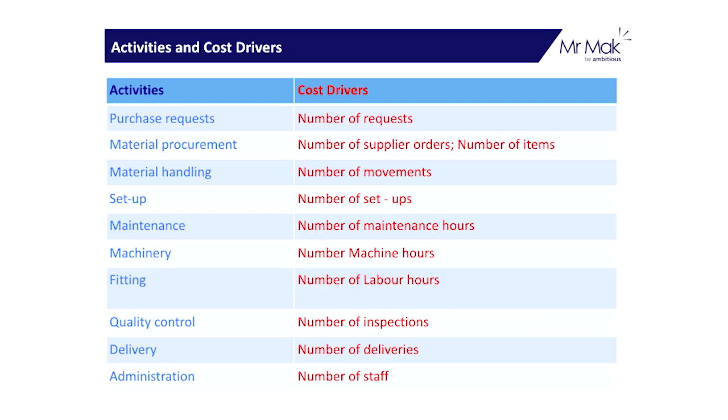An activity may include material procurement. And what will the cost driver be here? The number of supplier orders or the number of items. The activity may be maintenance, and the cost driver there will be the number of maintenance hours. The activity may be machinery, and the cost driver may be the number of machine hours. The activity may be quality control, and the cost driver may be the number of inspections. And the activity may be delivery, and the cost driver may be the number of deliveries.